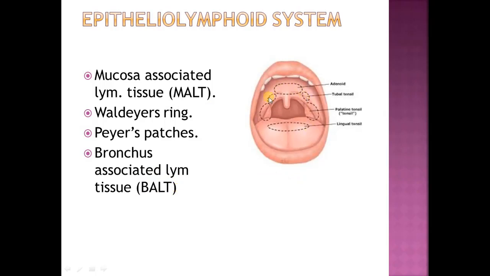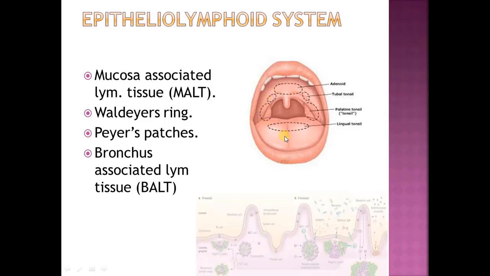Mucosa associated lymphoid tissue in the pharynx, at the junction of the oral cavity and the pharynx, you see here, is called Waldeyer's ring of lymphoid tissue. The palatine tonsils, the lingual tonsils, the tubal tonsils and the pharyngeal tonsils all form a ring of lymphoid tissue, mainly for trapping the antigens. So for trapping the antigens, this is present. It is mucosa associated lymphoid tissue or MALT.